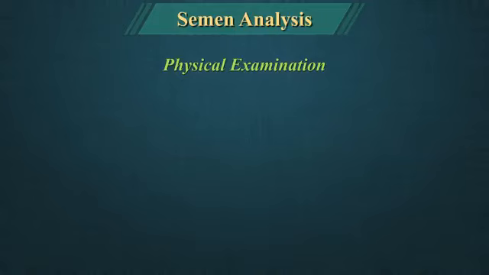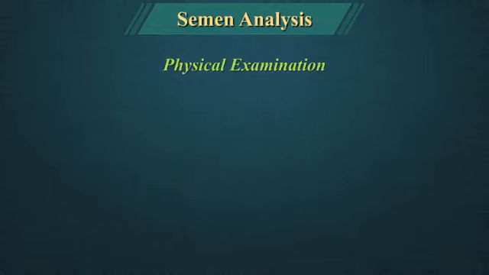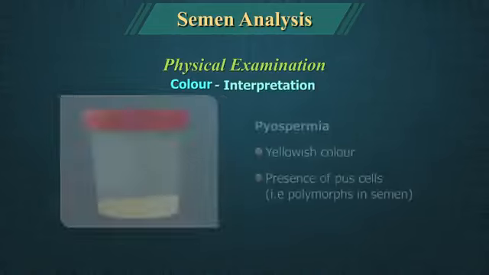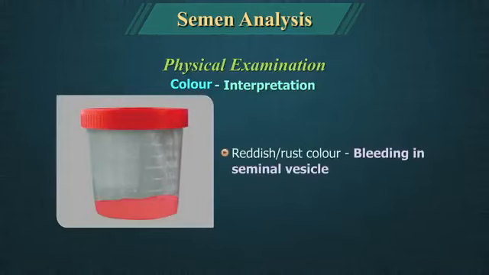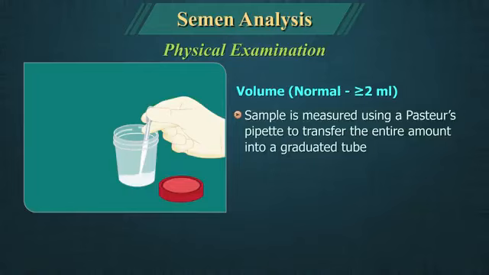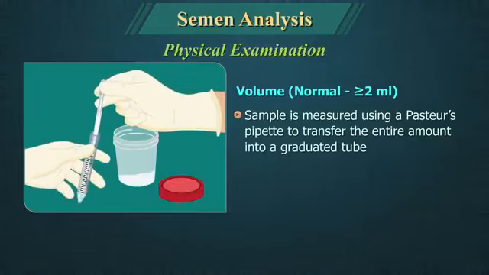Physical examination of semen. The physical examination includes color, volume, liquefaction time, viscosity. Color. Record the color of the specimen. Normal color is grayish-white. A yellowish color may indicate pyospermia, and reddish or rust color may indicate bleeding in the seminal vesicle.